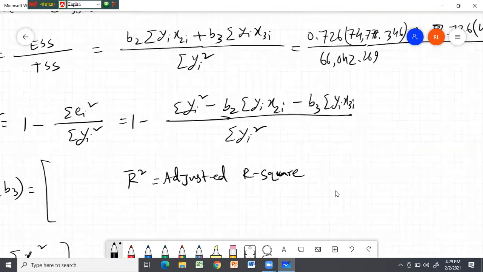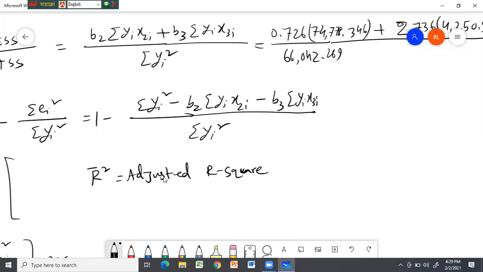So we need to calculate the adjusted R square because it will give a value which is less than the unadjusted R square. Remember that your adjusted R square will always give a value which is less than, or at best equal to, the unadjusted R square.